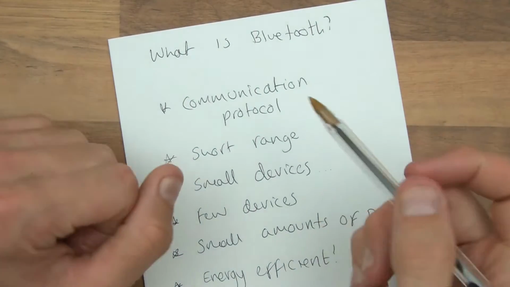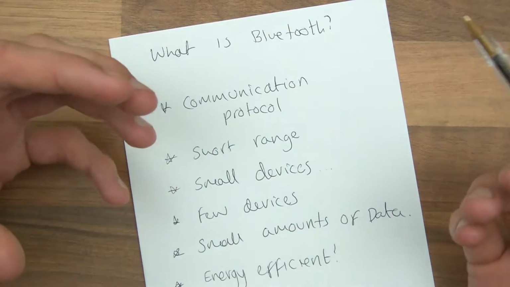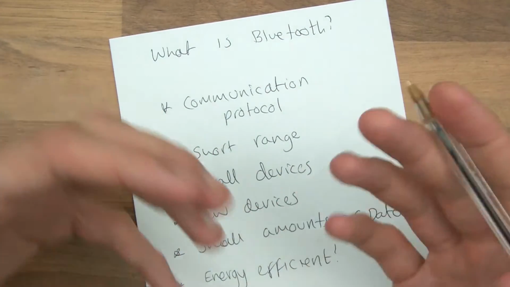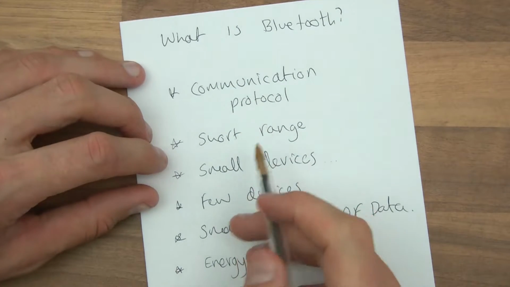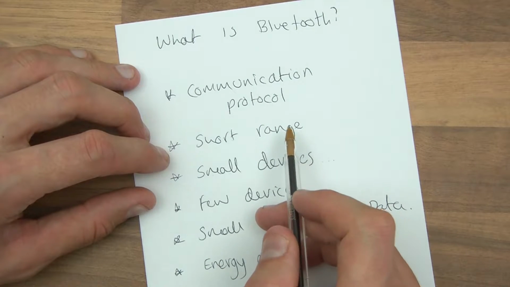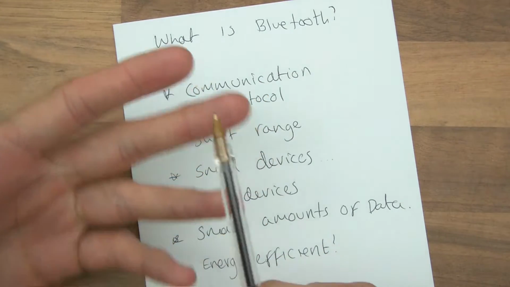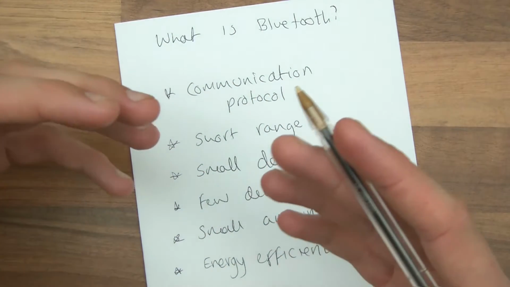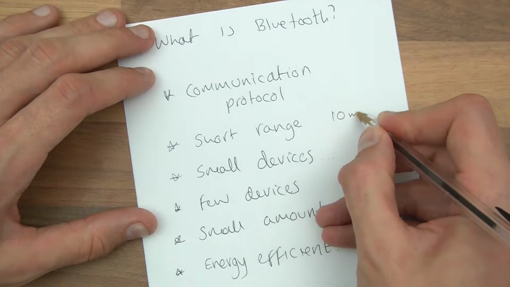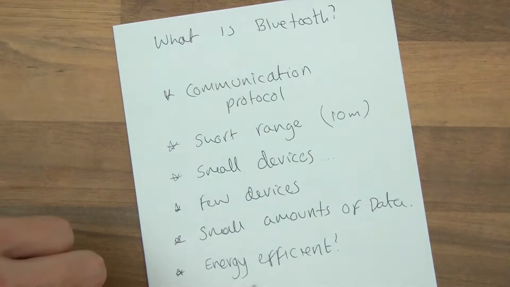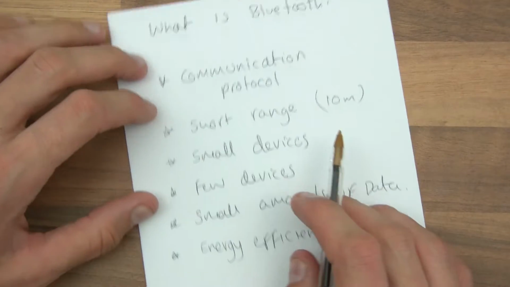What is Bluetooth? Well, essentially it's a communication protocol or a set of standards which govern a wireless communication method, and it's a short range technology. It comes in different classes, class 1, 2 and 3, and usually things will be class 2, which is approximately 10 meters. There are class 1 and 3, but they're not as common.